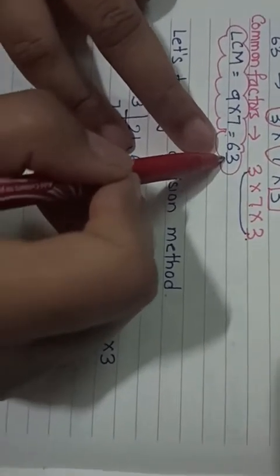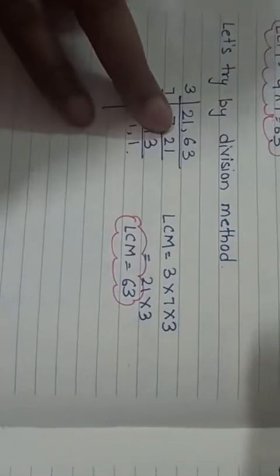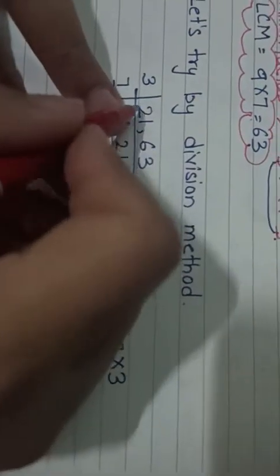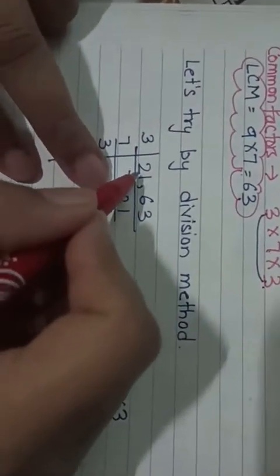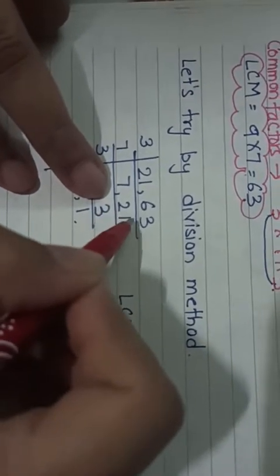Let's try it out by the division method. So we have written them together. We will be dividing it by 3. So 3 7s are 21, 3 2s are 6, 3 1s are 3. So 3 21s are 63.